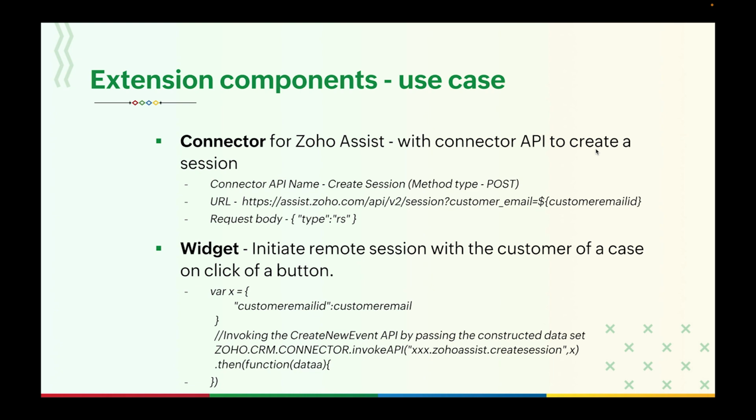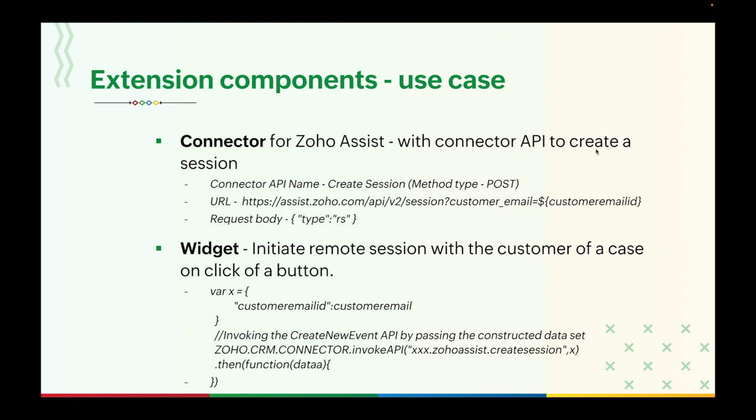So we will need the connector to be created for Zoho Assist in order to establish an authorized connection between Zoho CRM and Zoho Assist. And since the Zoho Assist product supports OAuth for user authentication, a connector would be the choice to establish this authorized integration. Inside our Zoho Assist connector, we'll be using one Zoho Assist API, that is the Create Session API, which will allow you to create a remote session with the customer.